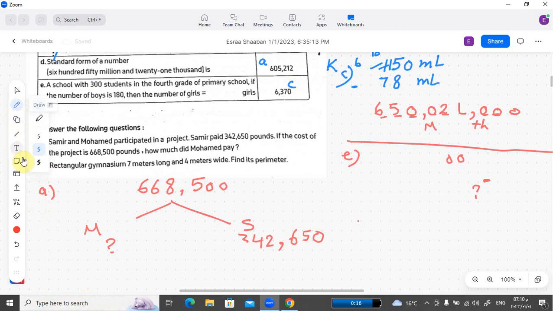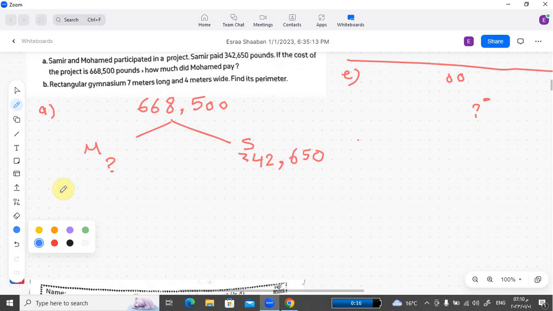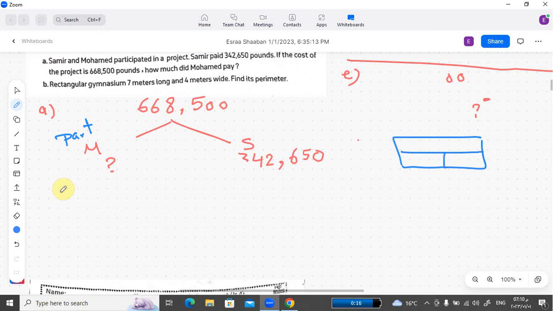So here the total number is the total cost of the project. So here Muhammad and Samir will be parts. When I need the part, I can make it as a bar model, put up the total here, and Samir here, and Muhammad here. And this is plus and minus up. So when I need to know how much Muhammad paid, I will do minus between the total minus the part of Samir.